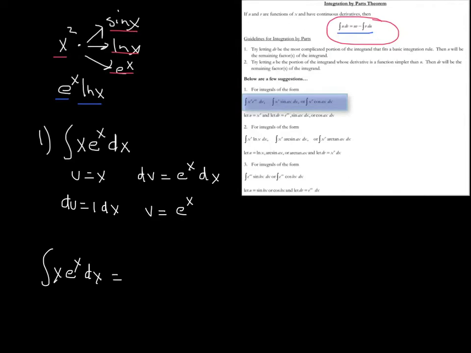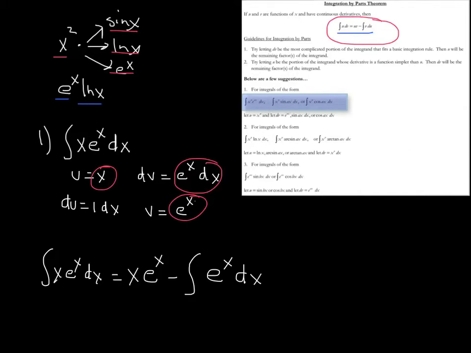What is u? u is x. So x. And what is v? v is e to the x, so we're going to do x e to the x minus the integral of v du. v is e to the x, and du is 1 dx. So that's just dx. Now do you see how it works?